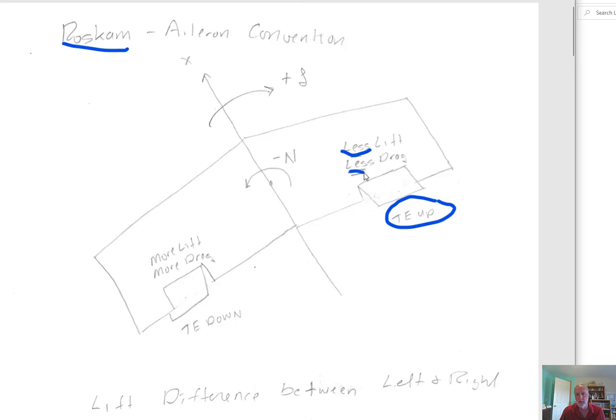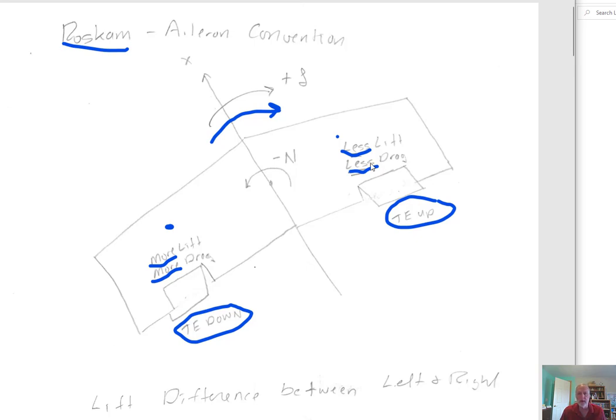And because the lift is less, you tend to get less drag on this side. And then the left wing is trailing edge down, changes the camber more positive, so you get more lift and more drag. And so the net effect is you got more lift on this side, less lift on this side, and so you get a net positive rolling moment from positive ailerons. So that gives you the roll.